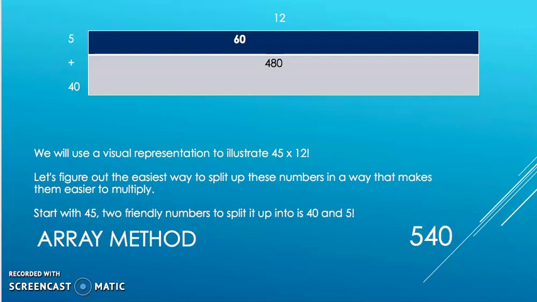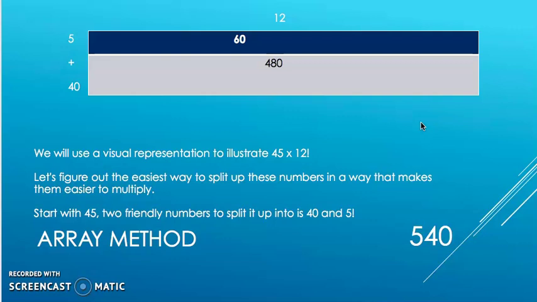Let's use a visual representation to figure out the solution to 45 times 12. This will be the array method. So let's figure out the easiest way to split up these numbers in a way that makes them easier to multiply. We're going to start with 45 and we're going to find two friendly numbers to split it up into, which would probably be 40 and 5.